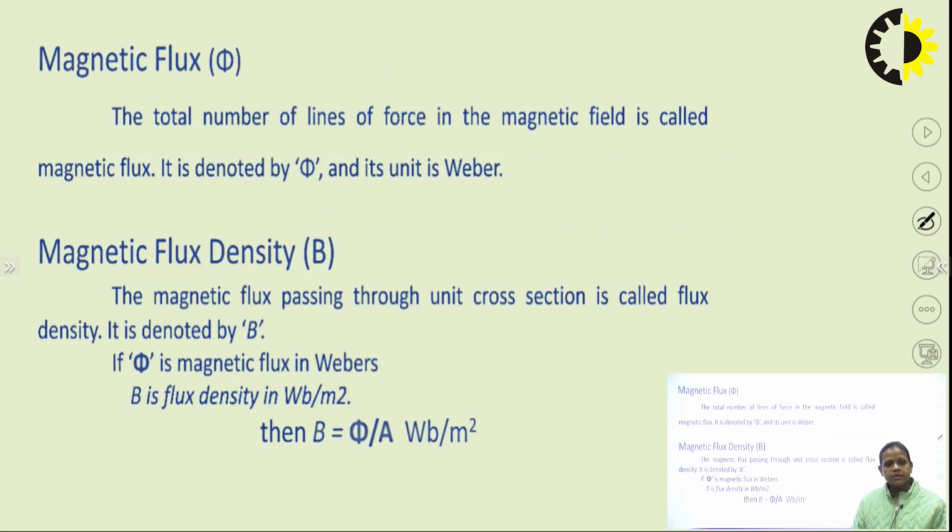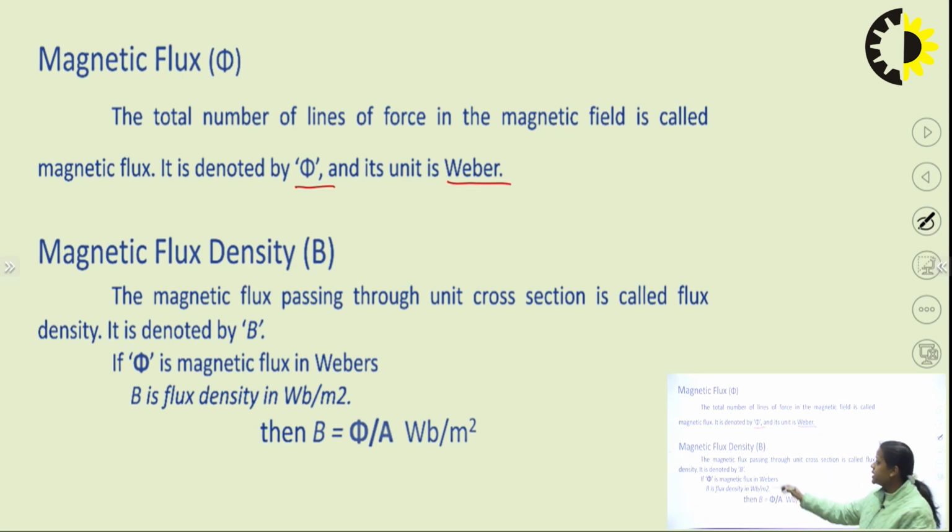Now, the next term is magnetic flux. What is magnetic flux? It is basically the total lines of force in a magnetic field, and this is called the magnetic flux. The symbol which we use to denote the magnetic flux is phi, and the unit of this magnetic flux is Weber.